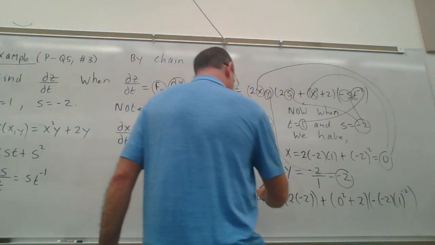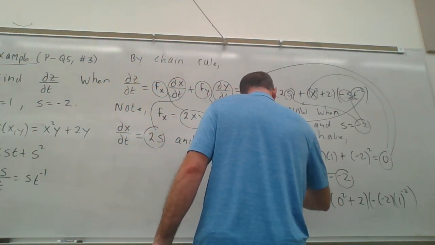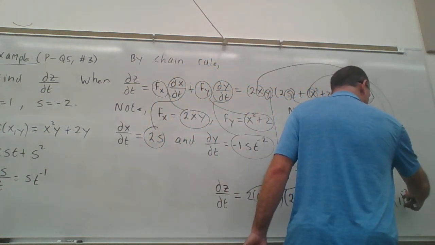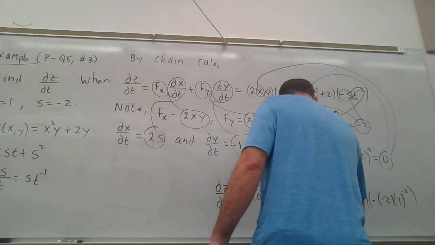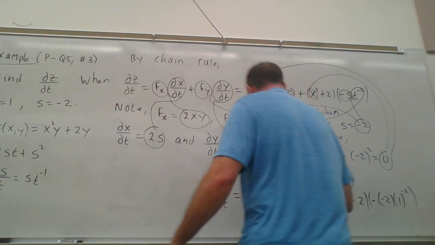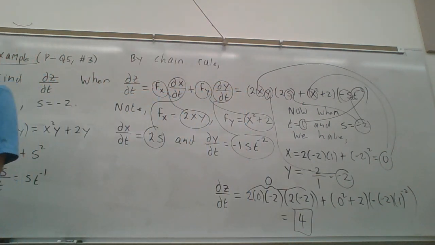Okay, so this whole first part is 0. And it'll be positive 2 there, and 1 to the minus 2 power is 1, so the whole thing is going to end up being 4 as our answer. Okay, so we're done.